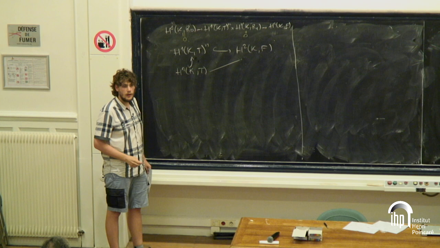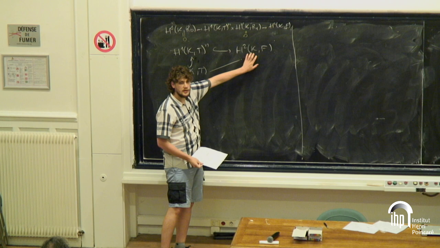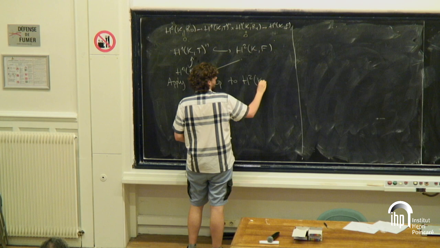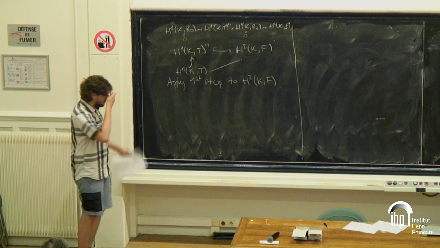And then you just have to apply the first step to the element you got in H2 of KF to conclude. So apply the first step to H2 of KF. OK, we finished the second step. And finally, the third step is the general case.